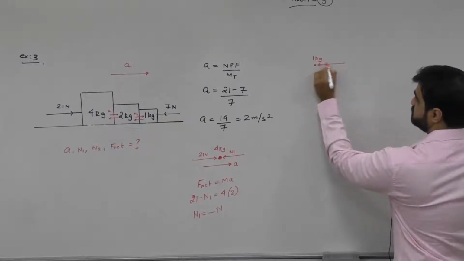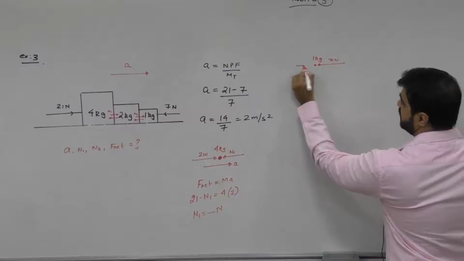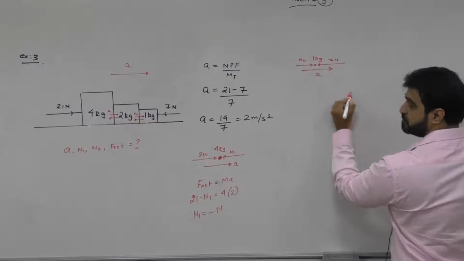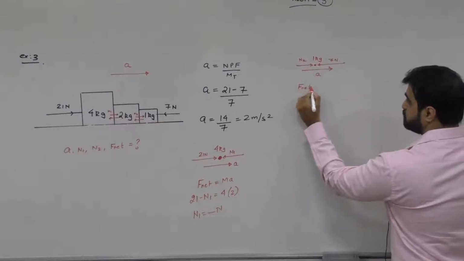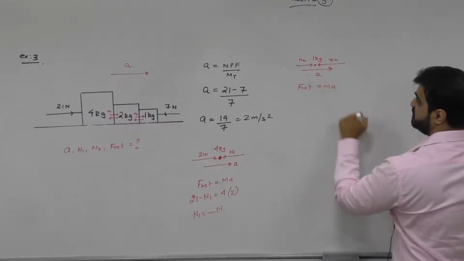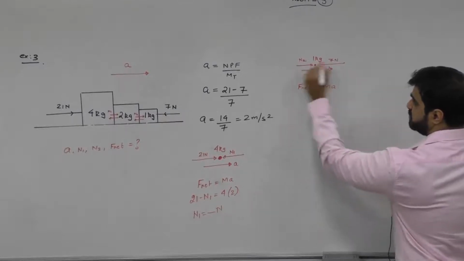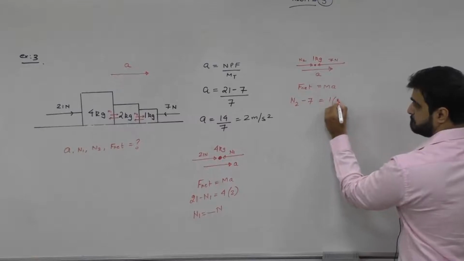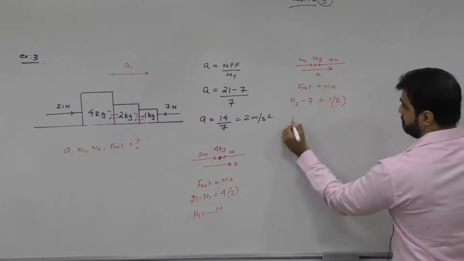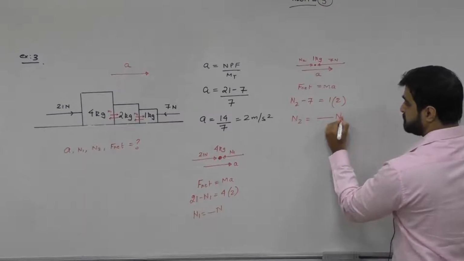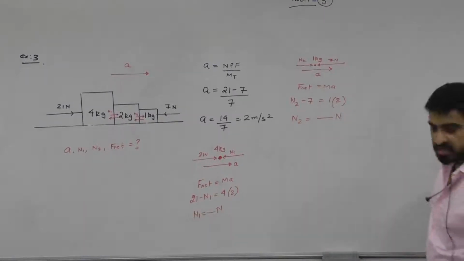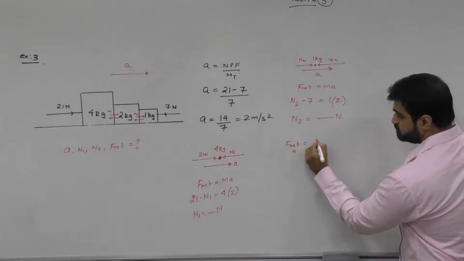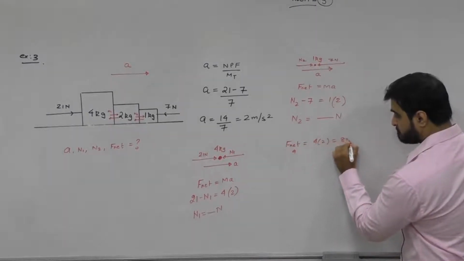यहाँ से कितना बेटा? 7. यहाँ से कितना रहेगा? N2. The system is accelerating this way. F net कितना रहेगा? N2 minus 7. Big minus small. Correct. अच्छा F net चाहिए. F net on 4. MA.